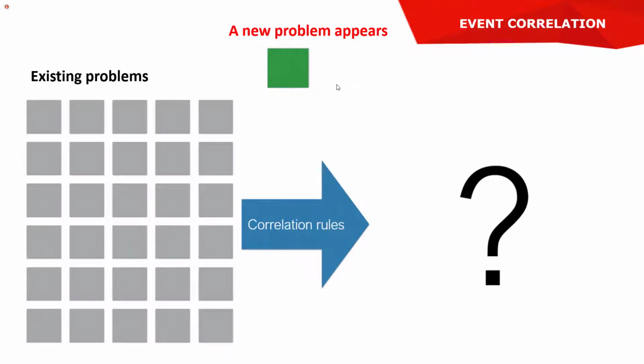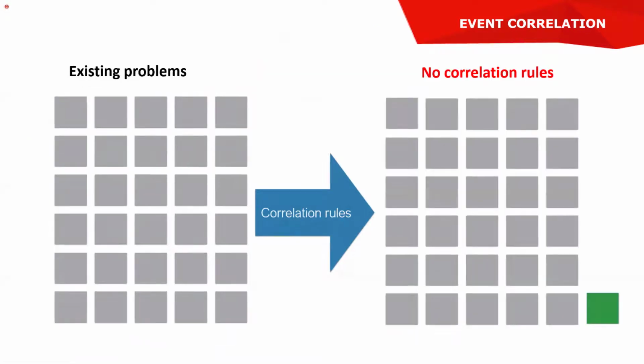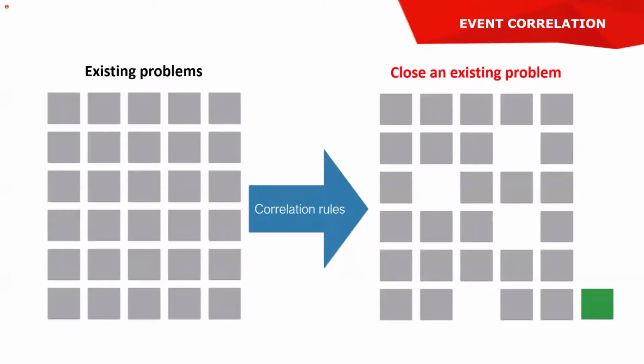So in the usual, how does it work? You have existing problems, a new problem appears, and you don't have any correlation rules, or do you have any? How would that change the reaction of Zabbix to the problem? If there are no correlation rules, we would see that the newly generated problem just got added to the bunch of other problems we already had.